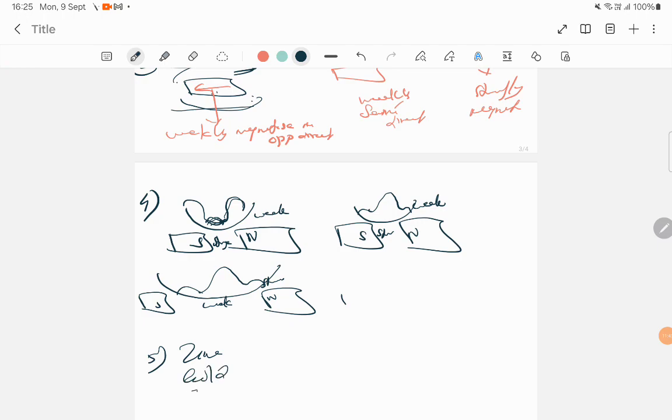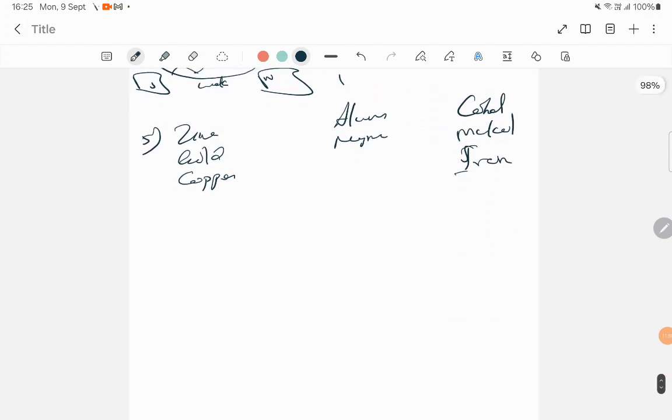and copper. Paramagnetic examples are aluminium, magnesium, and so on. And for ferromagnetic, examples are cobalt, nickel, iron, all strong metals. Okay, iron. Those are all examples. Okay. Next, the sixth question.